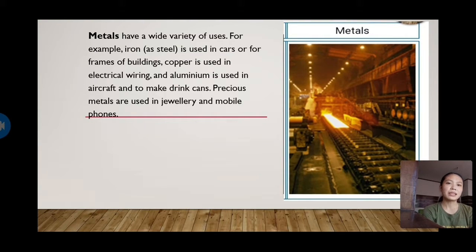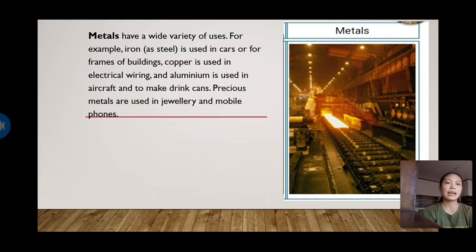Next, metals. Metals have a wide variety of uses. So daghan siyang gamit. For example, iron as steel is used in cars and for frames of buildings. Copper is used in electrical wiring, and aluminum is used in aircraft and to make drink cans. Precious metals are used in jewelry and mobile phones.